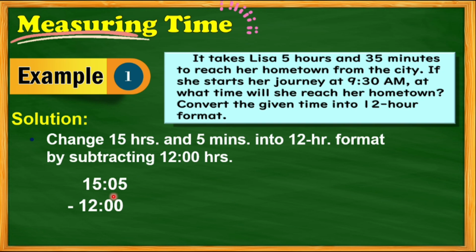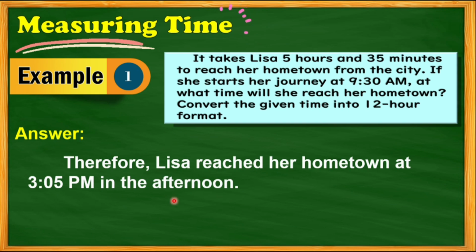So, 15 hours and 5 minutes subtracted by 12 hours. So the answer is 5. 5 minus 0 is 5. 0 minus 0 is 0. Right, the colon. Then 15 minus 12, the answer is 3. So the answer for this one is: Lisa reached her hometown at 3 p.m. in the afternoon. So that would be the correct answer.